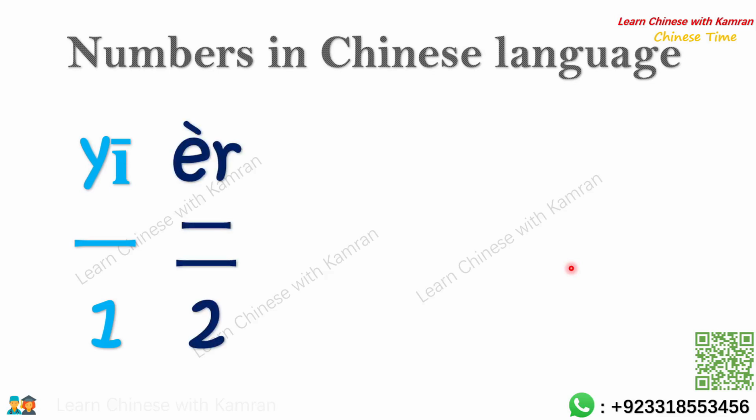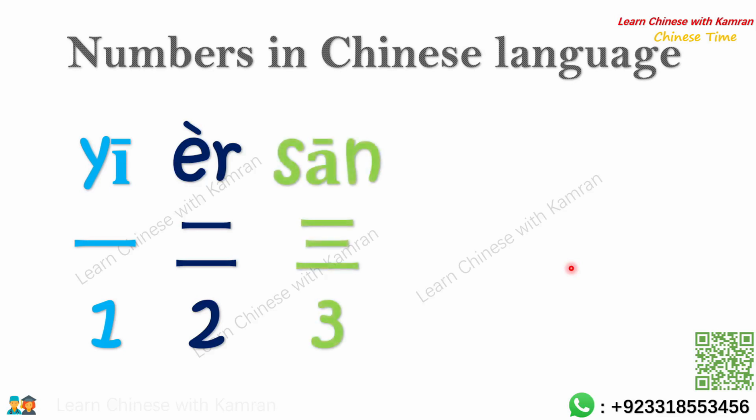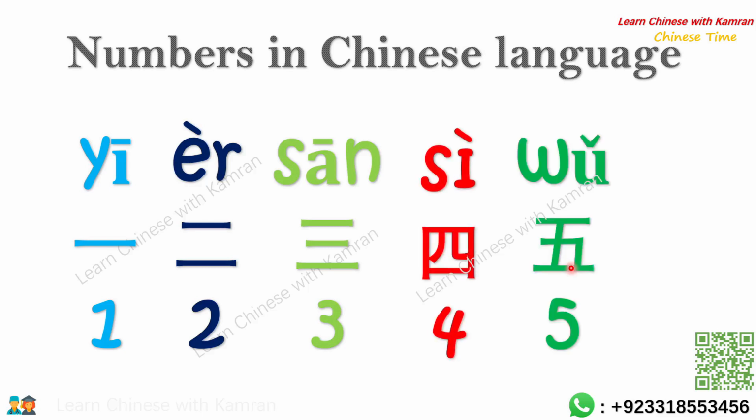Er. Maybe a little bit hard for few people from different countries. For some people it will be very easy. Just don't worry even if you think it is hard. Keep practicing with us. Er. 3 is san. 4 is si. And 5 is wu. So this is from 1 to 5.